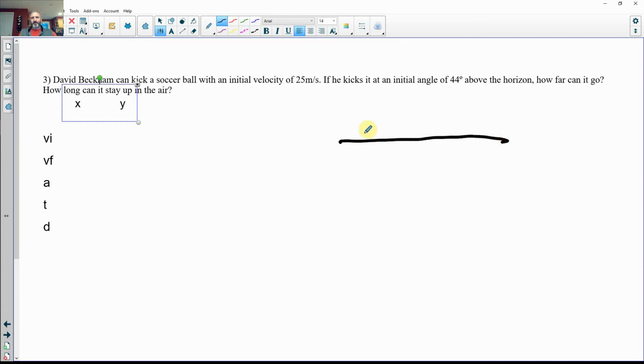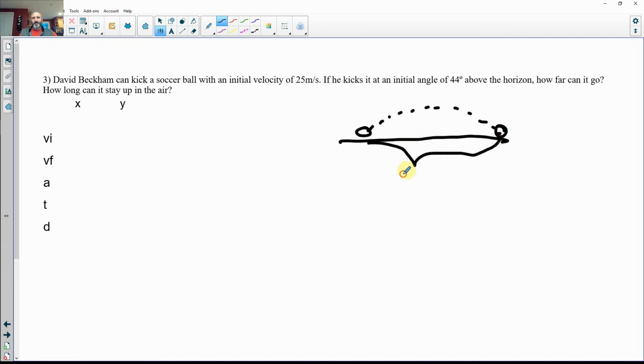So here's the soccer field. The ball's going to get launched from the ground and land back on the ground, and we want to know how far that is. And we want to know how long it can stay up in the air. So we're also looking for the time.